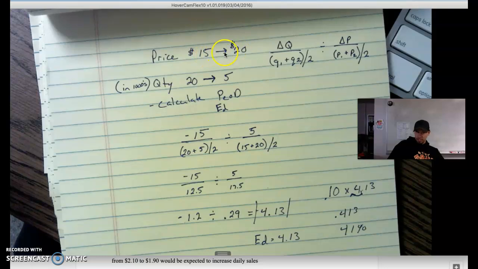So a little price change, 29%, 15 up to 20, is going to lead to a very large response in the action of consumers. So we're going to go from 20 all the way down to 5. That's what elasticity allows us to see.